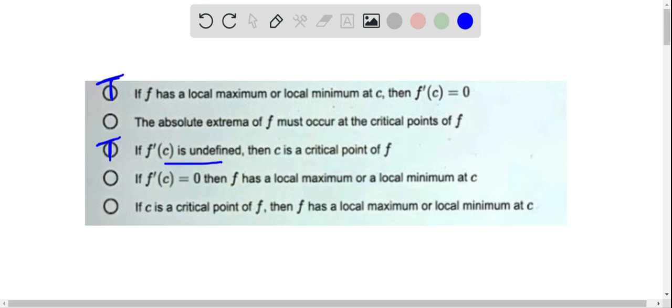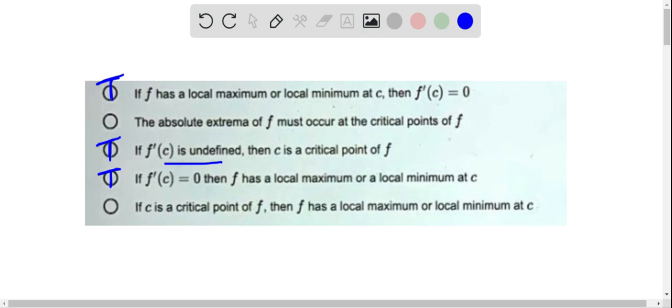If f prime of c equals 0, then f has a local maximum or a local minimum at c. And this is true because whenever the first derivative is 0, then it confirms that f has a local maximum or local minimum at the point c. So we see that this statement is also true. Now let's move to the next statement.